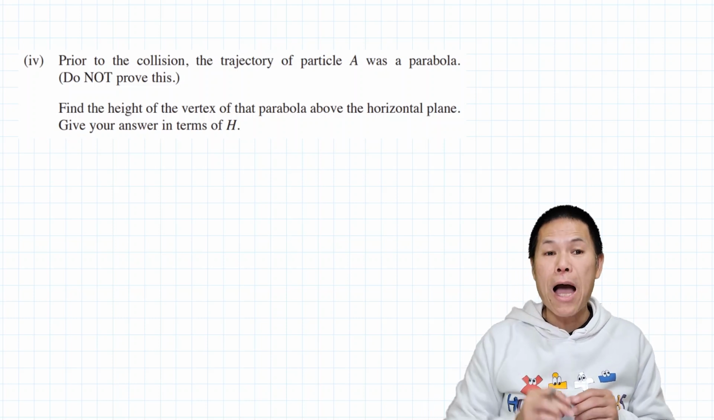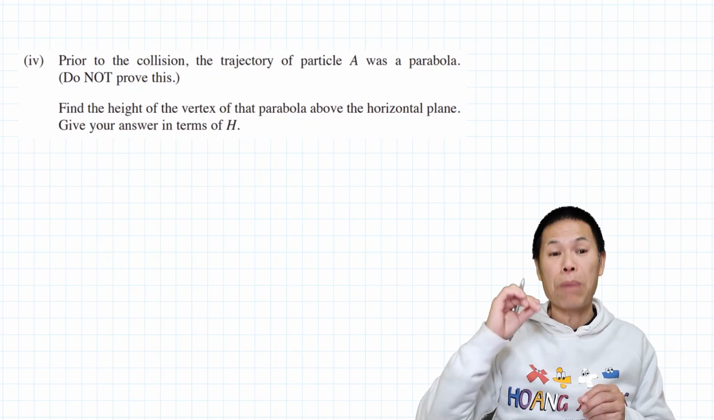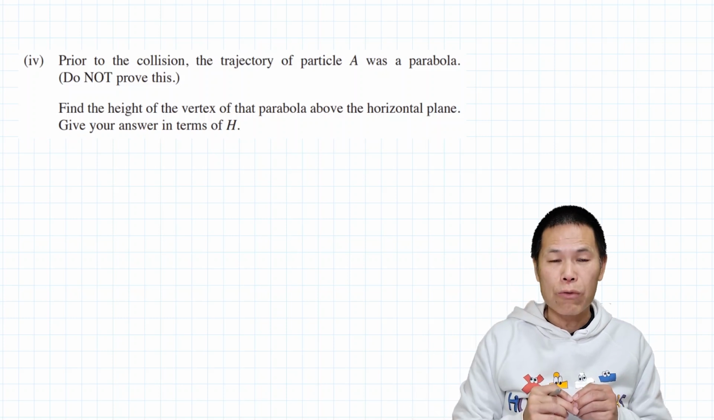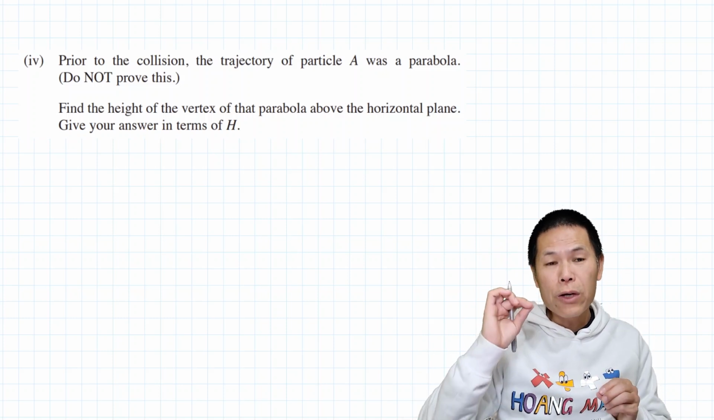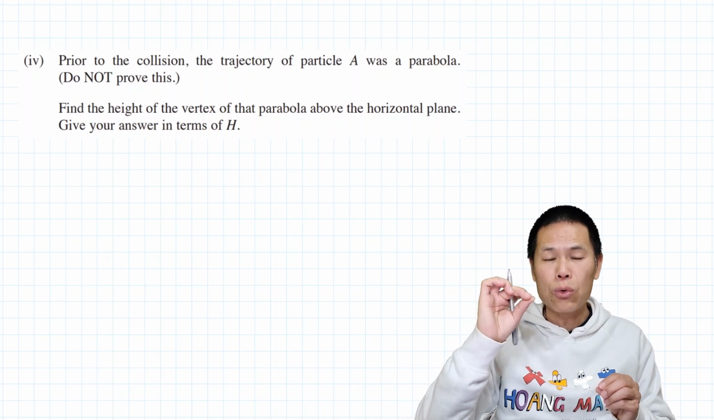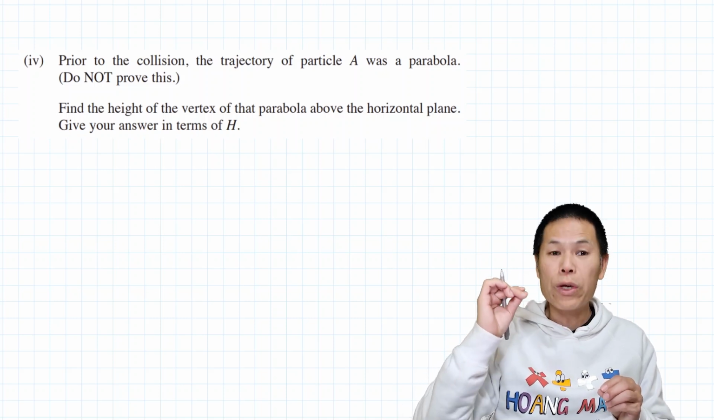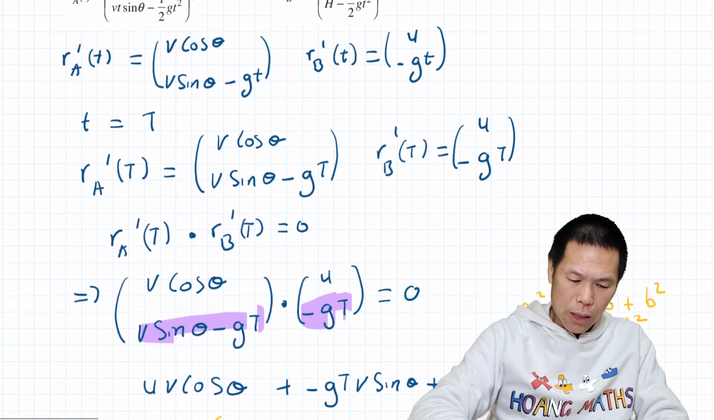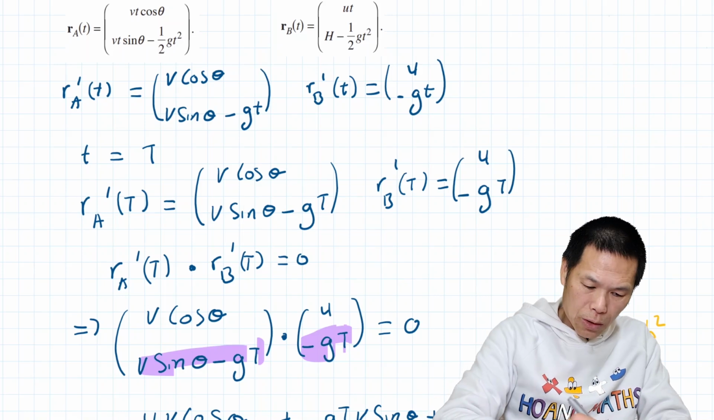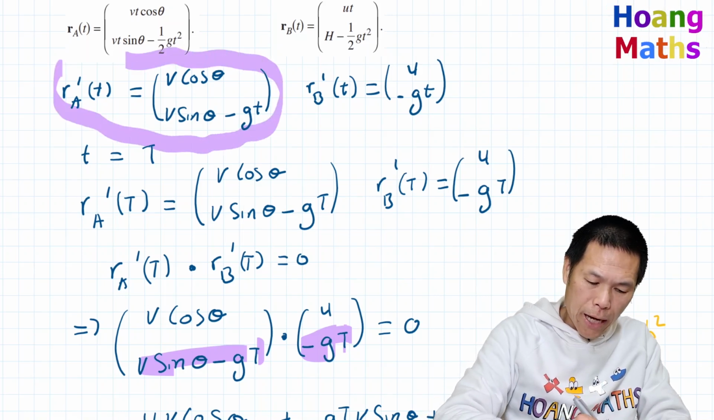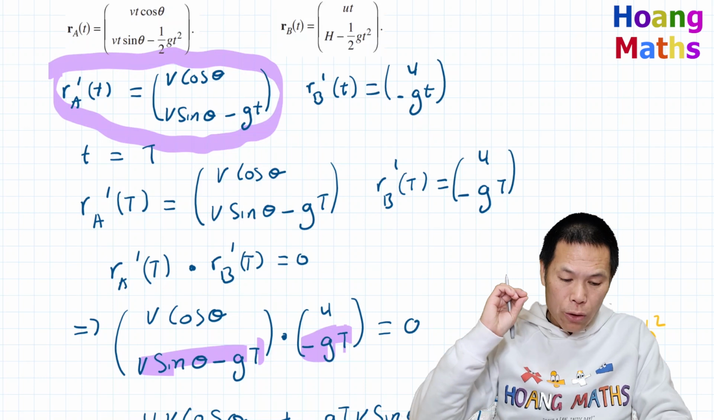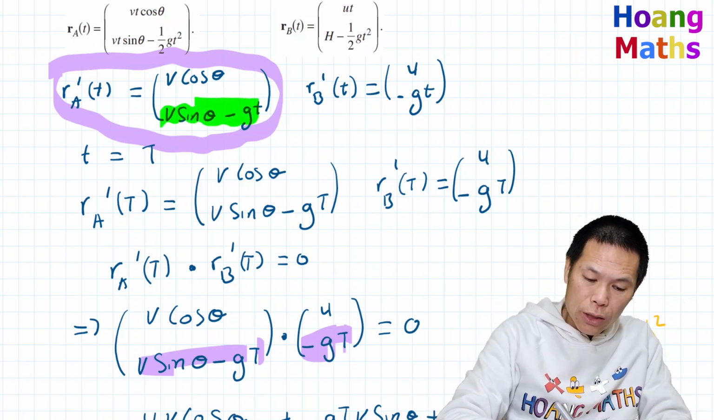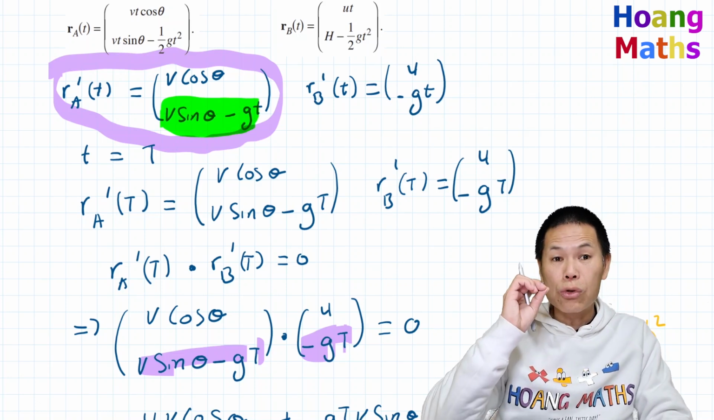So this means we just need to find the maximum height of this parabola in terms of h. To find the maximum height for this particle A, the vertical component of the velocity must be equal to 0. We find t first, then substitute the t into the j component, and so we can find the maximum height. First of all, we know the velocity of particle A. The vertical velocity is equal to 0, so we just need to solve for t first.